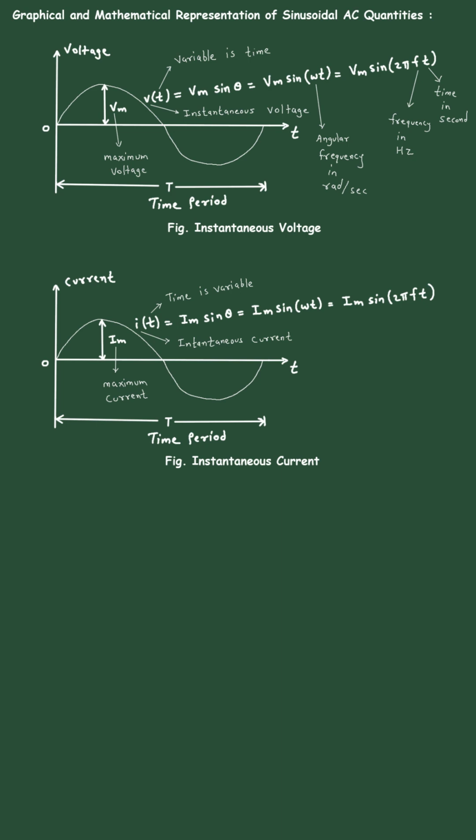The symbol Vm stands for the maximum or peak voltage, which is the highest value the voltage reaches in one cycle. The variable omega, written as a Greek letter w, is called the angular frequency and is measured in radians per second. It describes how fast the wave is oscillating. Now, angular frequency is related to the actual frequency, which is how many cycles happen per second, measured in hertz, using the formula omega equals 2 pi times f, where f is the frequency.